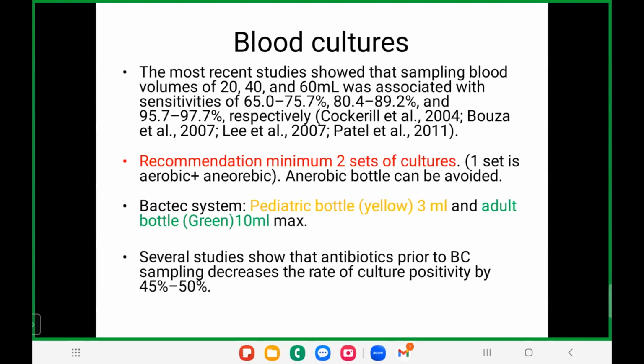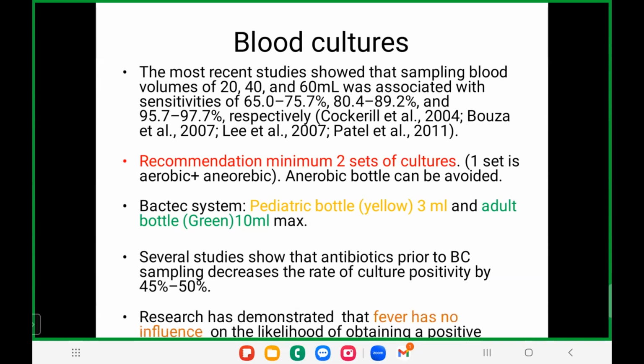Several studies have shown that if you give an antibiotic prior to the blood culture sampling, it will affect the culture positivity rate by 50%. So if you are strongly suspecting sepsis, try to get the blood culture before starting, but don't delay. If you're not able to get the blood culture bottle in the night, don't delay the antibiotic for the sake of getting the blood culture.